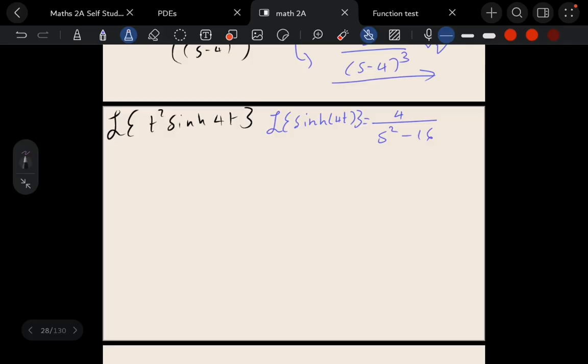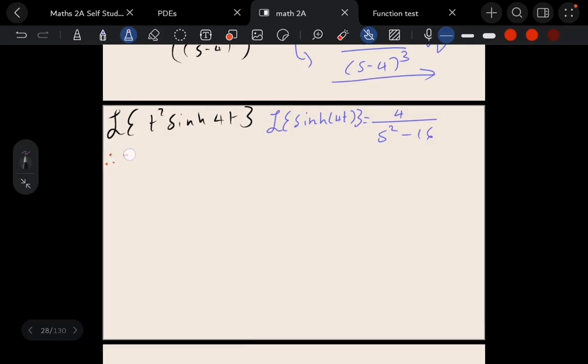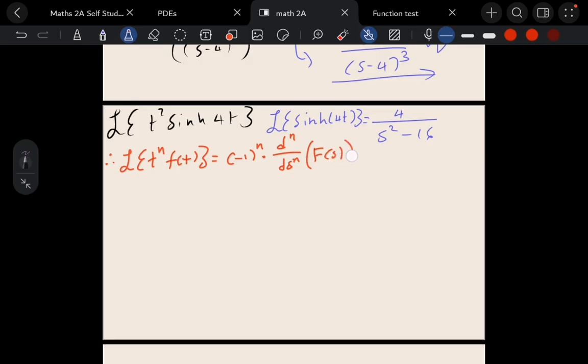We need to remember a particular formula here: the Laplace transform of t to the power n times f of t is equal to negative 1 all to the power n times d to the power n over ds to the power n in bracket f of s. Now, which one is f of s here? F of s is the Laplace transform of something that is multiplying t. So the Laplace transform of what really? The Laplace transform of sine 4t.